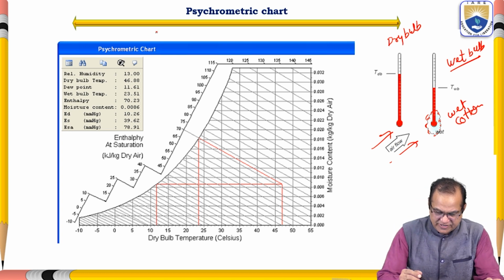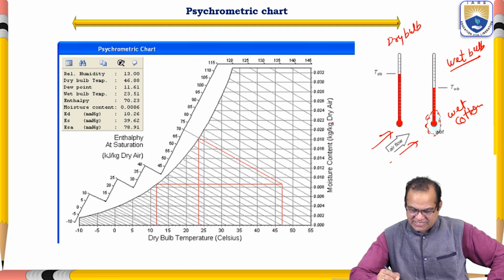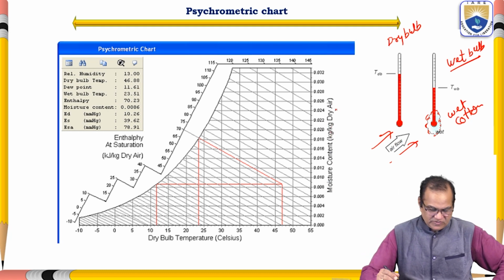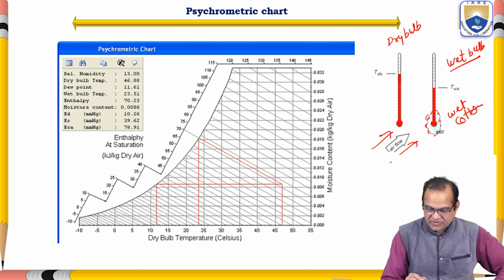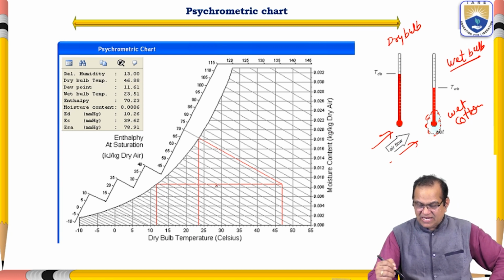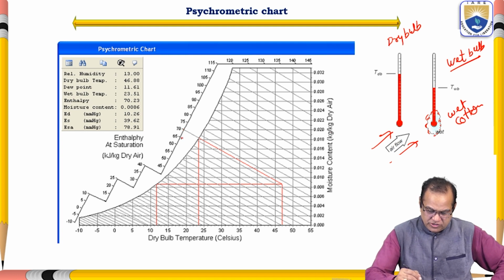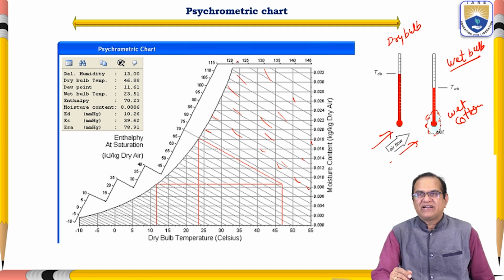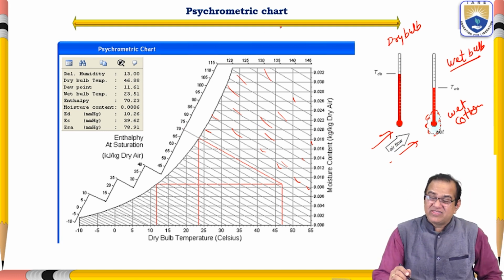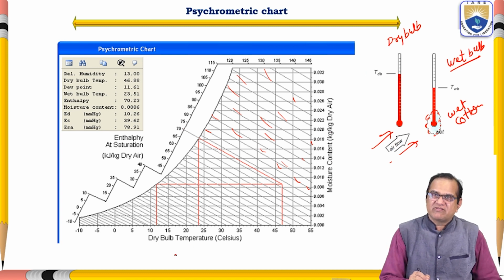So here in the psychrometric chart, this is the moisture content in kg per kg of dry air. Here you have the enthalpy at saturation, in kilojoule per kg of dry air. Here is the dry bulb temperature, which is horizontal, and the different lines here represent the enthalpy minus 250 kilojoule per kg of dry air. So the psychrometric charts have the dry bulb and wet bulb temperatures: the dry bulb temperature on the horizontal line, and from here these are the wet bulb temperatures.